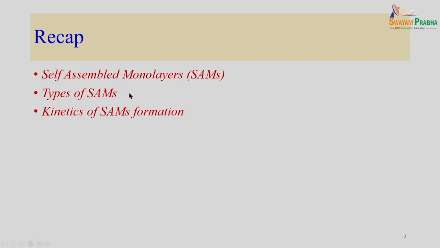Then we discussed the different types of self-assembled monolayers, starting with monoSAMs and mixed SAMs, and what kind of interaction takes place between the surface and the surface modifying agent, and what the different techniques are to form self-assembled monolayers. And after that we discussed the kinetics, how we can analyze the kinetics of SAM formation.